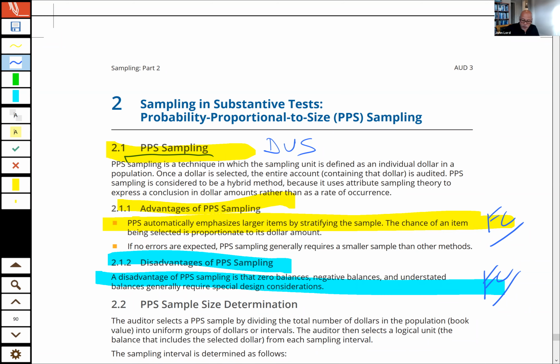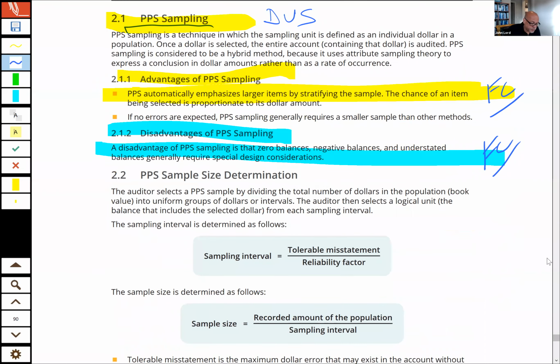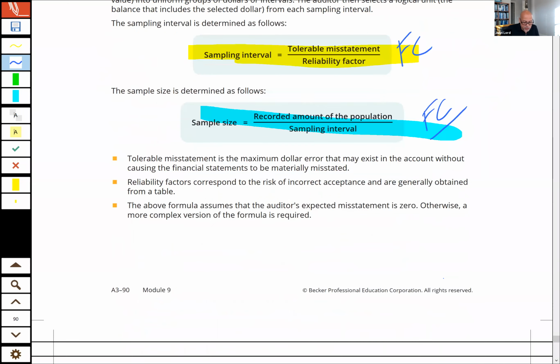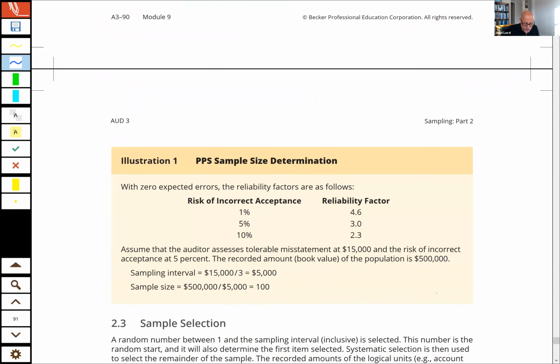Okay. All right, good. Now, as you look at the sample size determination to come up with that sampling interval, you're going to take your tolerable misstatement and you're going to divide it by something called a reliability factor. And then your sample size is going to be your sample interval that you just calculated above, divided by the recorded amount of the population. Okay, so let's just take a look at how we determine sample size here.